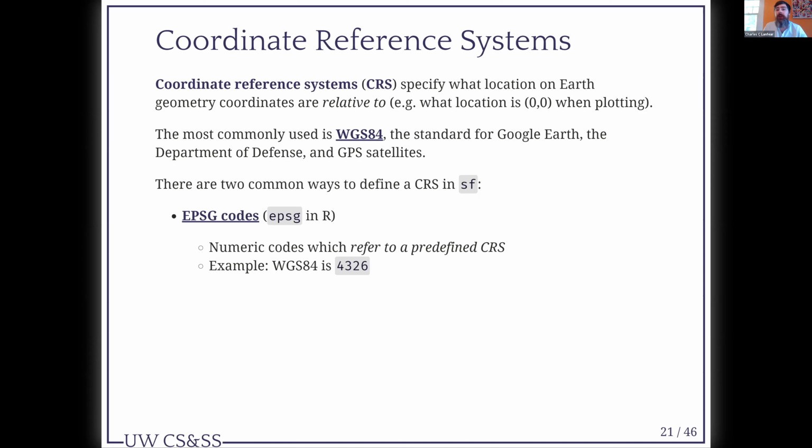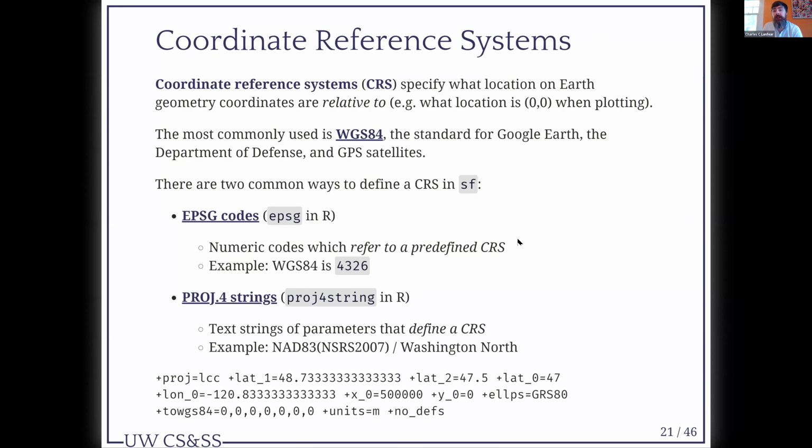Okay, so there are two common ways to define a CRS in the sf package. The most common way and the easiest way is using something called an EPSG code, okay? These are just numeric codes which refer to predefined coordinate reference systems. So for instance, if you want to convert your data to WGS 84, the code for it is 4326. You can just say crs equals 4326, and R has a lookup table and will go get the appropriate projection to convert your data to WGS 84. There are thousands of these projections, and you can just Google EPSG codes and look them up and search for things.